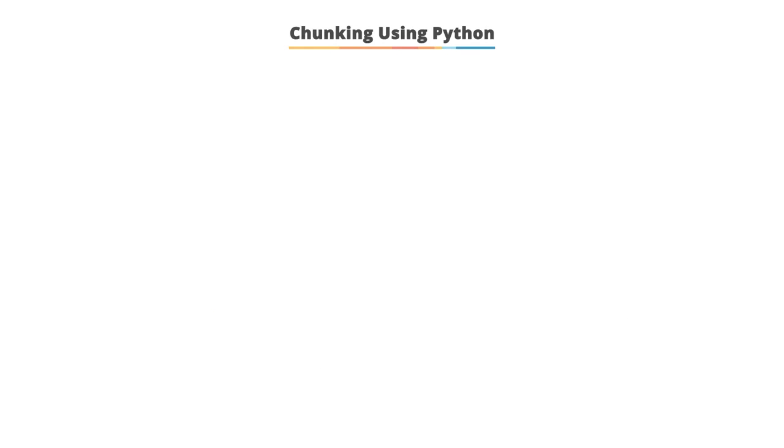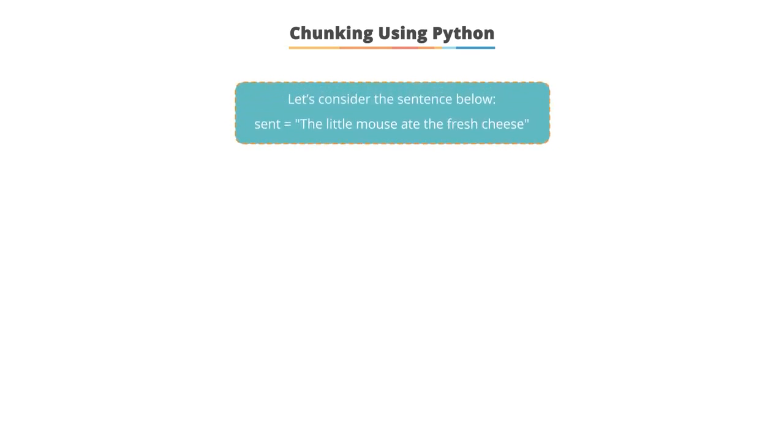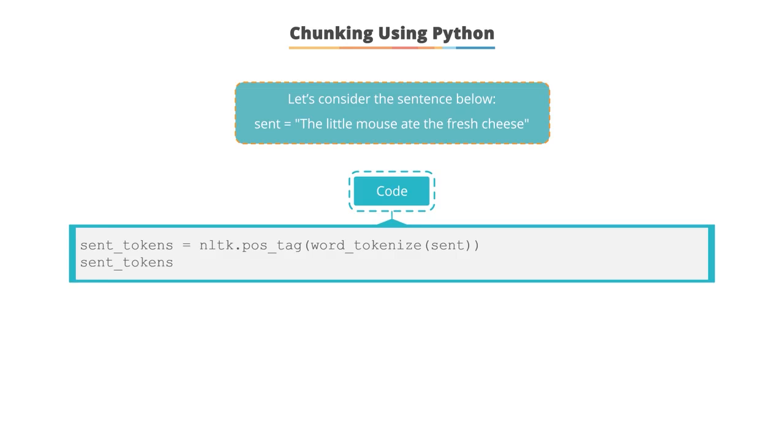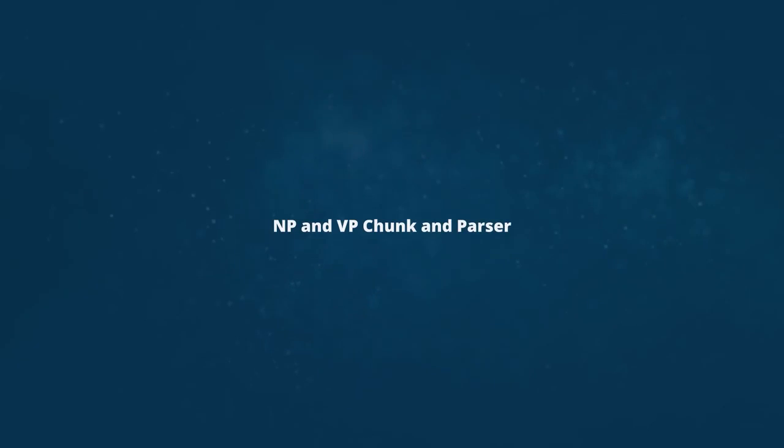Let's take an example and try to understand how chunking is performed in Python. Let's consider the sentence, "The little mouse ate the fresh cheese," assigned to a variable named sent. Using the word_tokenize function under NLTK corpora, you can find out the different tags associated with the sentence provided. So as you can see in the output, different tags have been allocated against each of the words from the given sentence. Using chunking, NP chunk and parser.